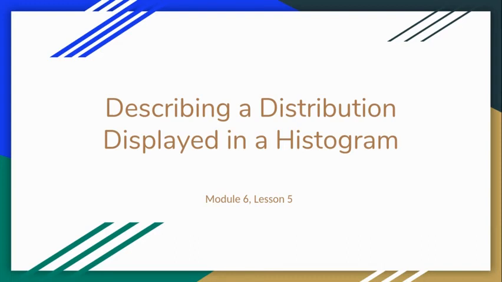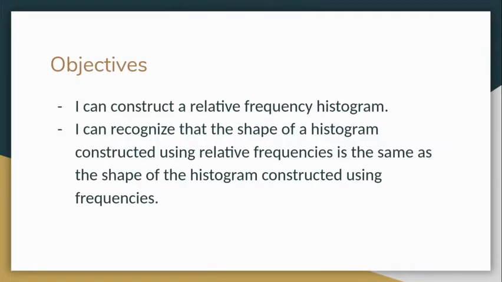Today we're going to extend our work with histograms to describe the data distributions they display. We have two objectives today. They are that we can construct a relative frequency histogram and that we can recognize that the shape of a histogram constructed using relative frequencies is the same as the shape of the histogram constructed using frequencies.